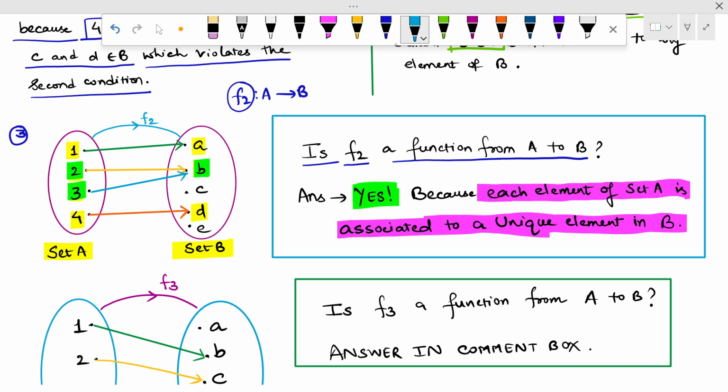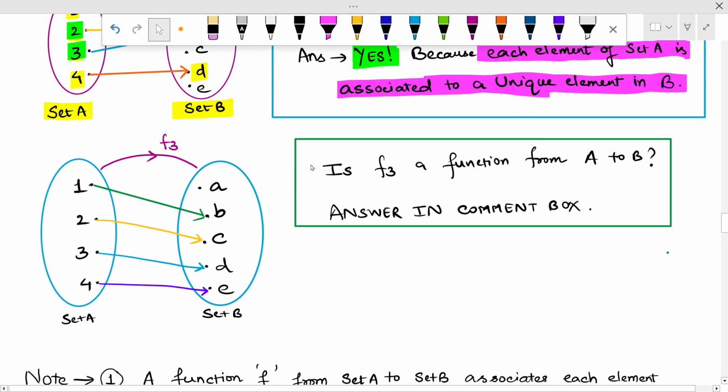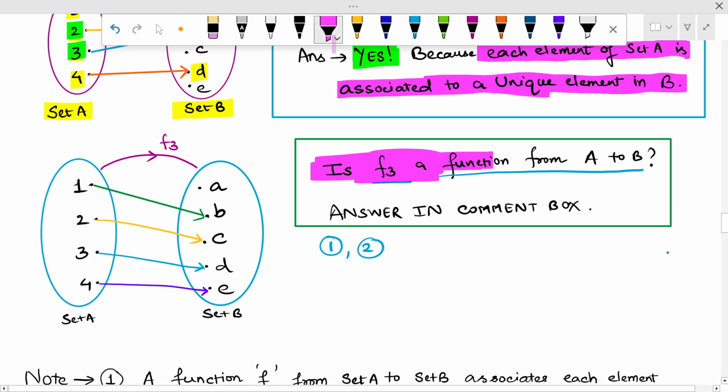Next, we consider this. You have to answer this in the comment section. That is, is f3 a function from A to B? You need to check those two conditions and you need to answer in the comment box whether f3 is a function from A to B. You have to type yes or no.